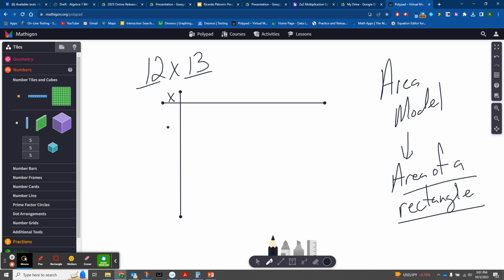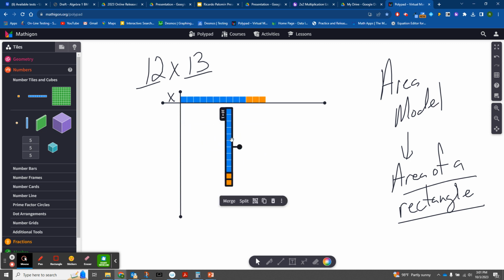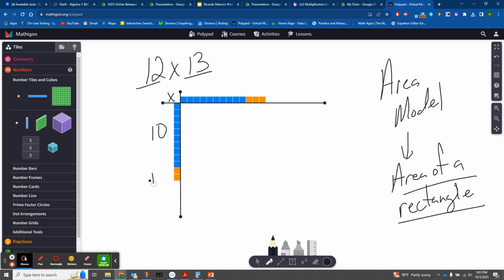What the kids need to know is at least to be able to decompose the number into its tens and its ones. So up here will be the 13. And my left side over here will be my 12. I'm going to make a copy, bring it down, and rotate it. So these are my dimensions, 12 by 13. And in here is our area of a rectangle. So we start multiplying by the decomposed parts. So for example, 10 plus 2, 10 plus 3.